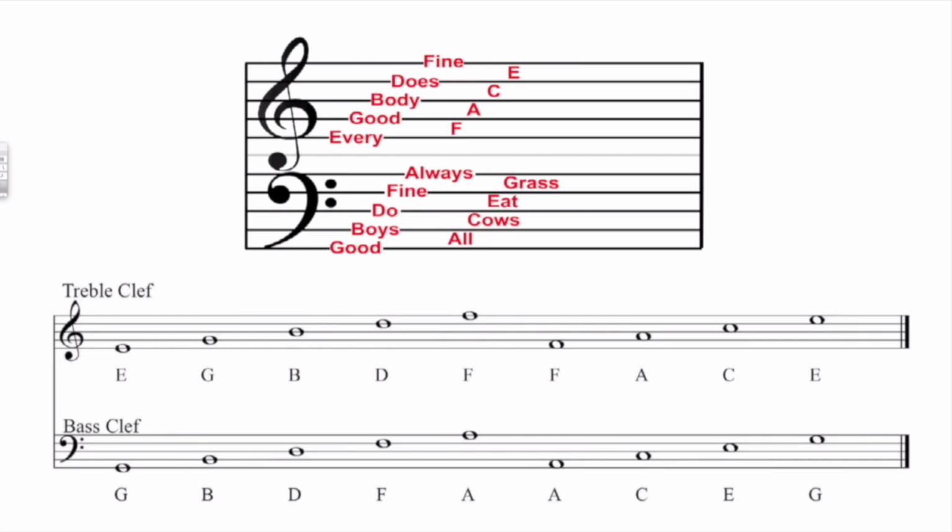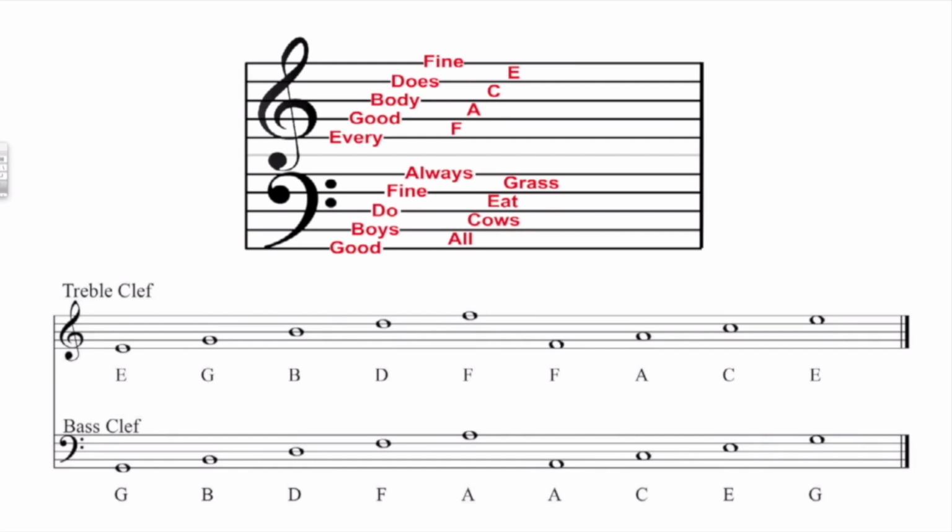Now for FACE, we do not need an acronym because it's just the word face, right? And then comes the left hand, that is the bass clef. The line notes are G, B, D, F, A. And the acronym we can use for that is Good Boys Do Fine Always. Good Boys Do Fine Always.